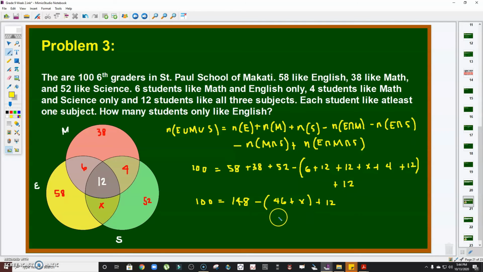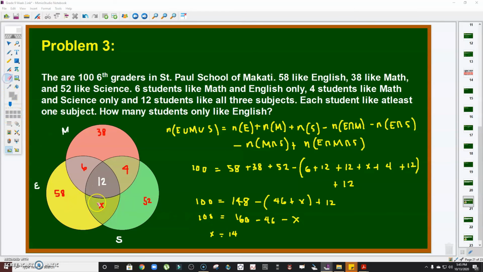See that? So, further, add natin. 148 plus 12 is 160. So, distribute ko yung negative 1. That will become negative 46 minus X. See that? So solving for X, I'm going to have 160 minus 46, that's 114, minus 100, therefore, that will give me X equals 14. Take note, ang X ko dito yung 14.